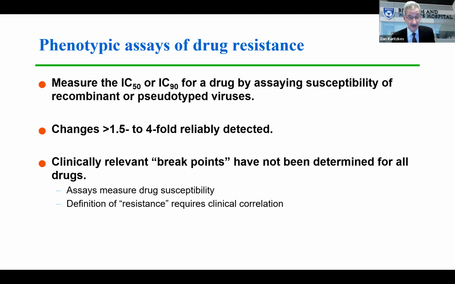Well, phenotyping, of course, measures directly the amount of drug necessary to inhibit viral replication in a tissue culture system. And this can be used to determine the IC50, or the concentration needed to inhibit replication by 50%, or the IC90, by use typically of recombinant or pseudotype viruses. And these assays, especially when they are automated and done in a highly replicatable manner, can be quite precise, measuring changes of just 1.5 to 4-fold.